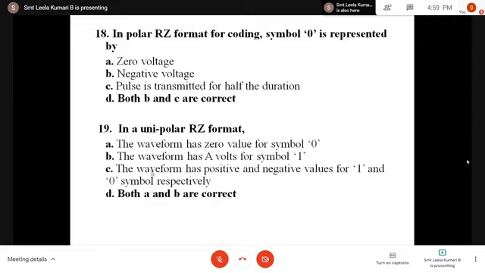So option C is wrong. And unipolar return to 0 means the waveform has 0 value for symbol 0 and the waveform has A volts for symbol 1. Therefore, both A and B are correct. So, option D is right.